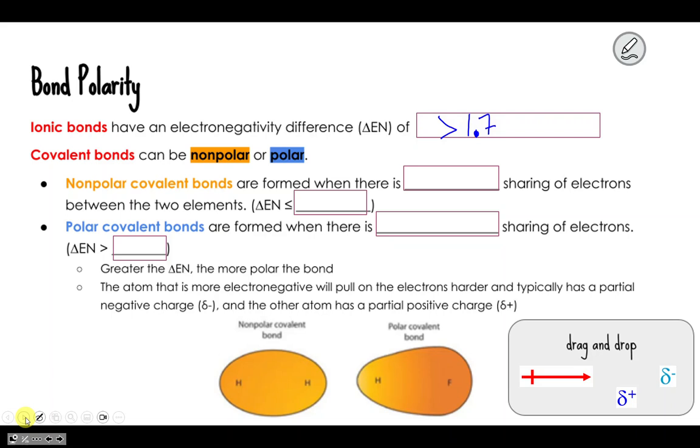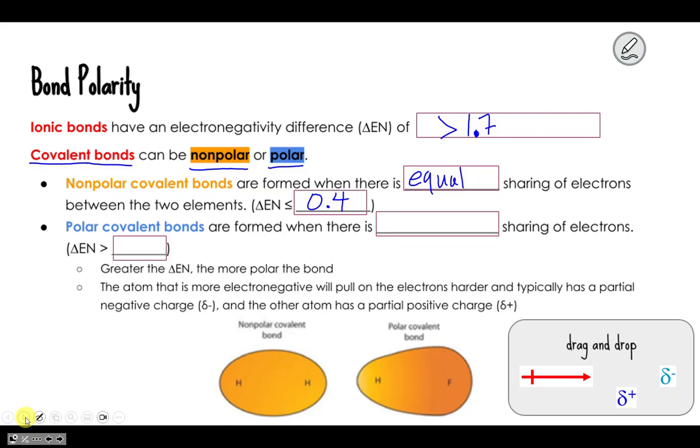Now we're going to give you a couple of ranges in the covalent category in terms of bond polarity. Covalent bonds can be nonpolar or polar. Nonpolar covalent bonds are formed when there is an equal sharing of electrons, so the distribution is pretty much evenly spaced out, and the electronegativity difference is less than or equal to 0.4.